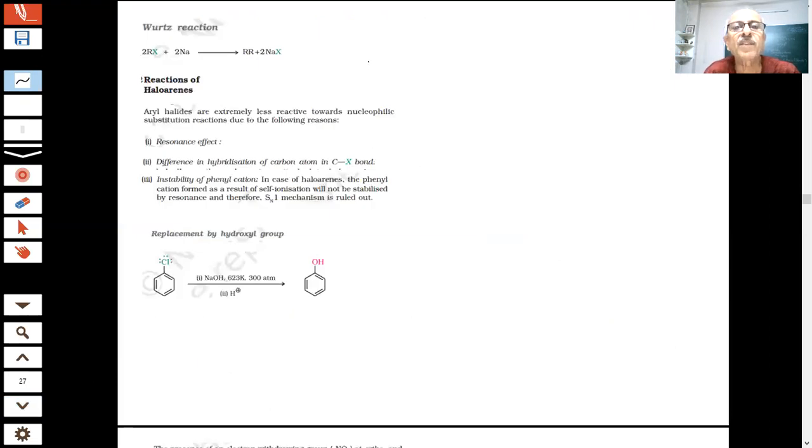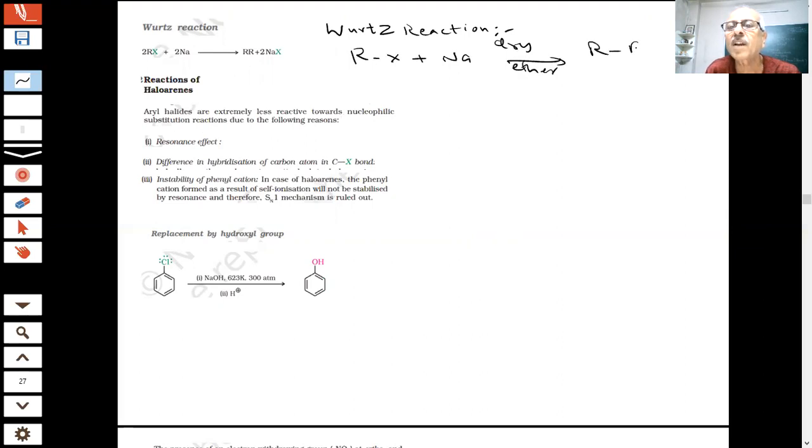Another important reaction we are coming to, which has been asked in the paper so many times repeatedly, students, is the Wurtz reaction. There will be two more reactions discussed, the Wurtz-Fittig reaction, which we have already uploaded on our YouTube. You can watch them. These are all similar types of reactions. Here, when alkyl halides are reacted with sodium in the presence of dry ether, then the product is RR plus NaX.